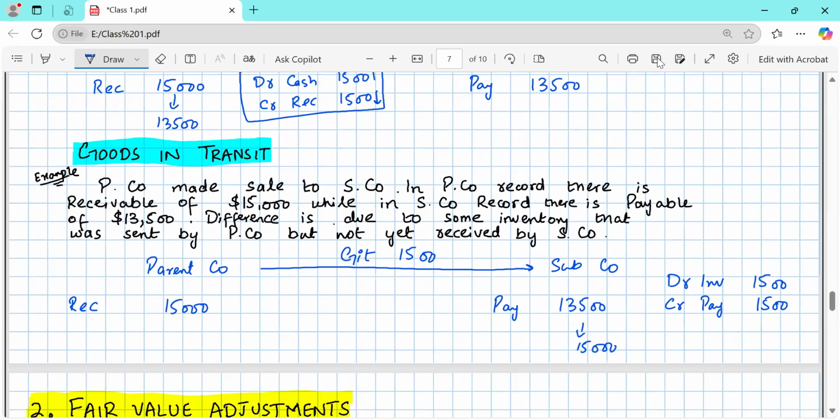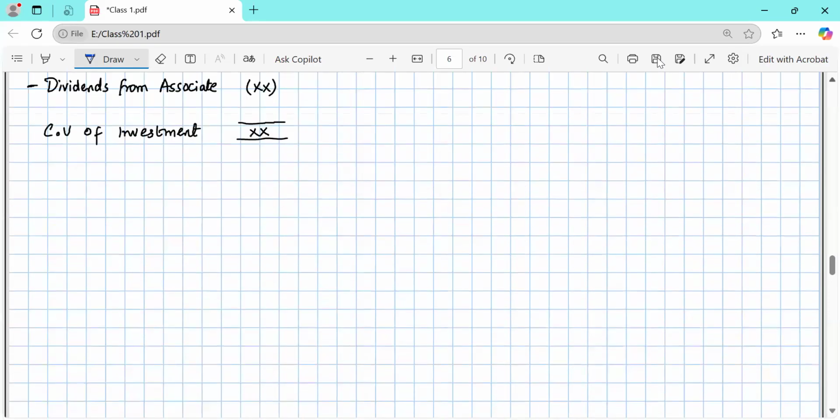Now you will post that in the main format. How will you do that? You will increase the inventory and you will increase the payables. Got this double entry? Got the point? Your inventory will also increase for the subsidiary and the payable will also increase. So basically the goods in transit, you will add that to the inventory and payable both. Now let's look at the format.